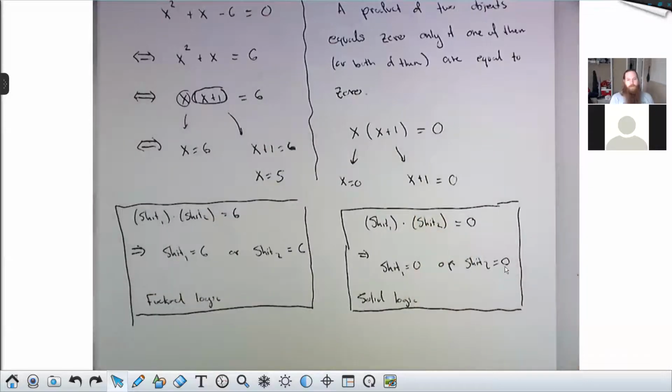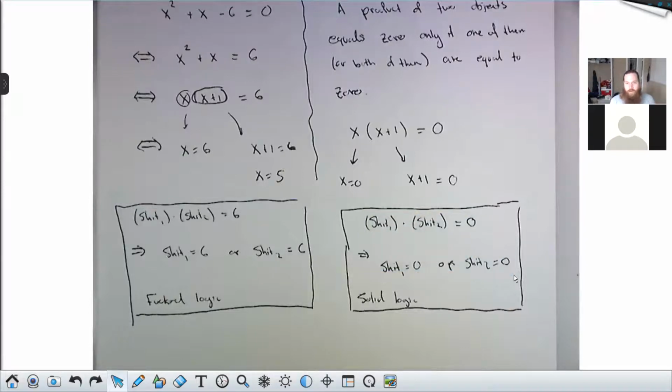But if you've got two things multiplying together to equal 6, it is in no way true that one of those things has to be 6. One of them could be 2, the other one could be 3. One of them could be 12, the other one could be 1/2. One could be 24, the other 1/4. One could be 18, the other 1/3. It's in no way true that the product of two things equaling 6 means one of those things has to be 6. But it is true that if you have a product of two things equaling 0, then one of them must be 0.